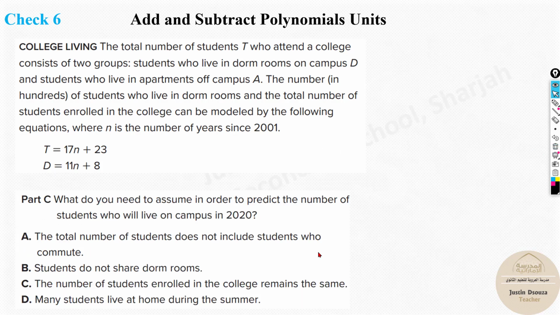And over here they have told one more thing, part C. What do you need to assume in order to predict the number of students who will live on campus in 2020? The total number of students does not include students who commute. Yeah, this would be correct, I believe. Then, students do not share dorm rooms. The number of students enrolled in the college remains the same. No, it will not be the same. Many students live in a home during summer. This is not related. Students do not share dorm rooms. This is also not correct because they're asking who will live on campus. I think it's the first one.